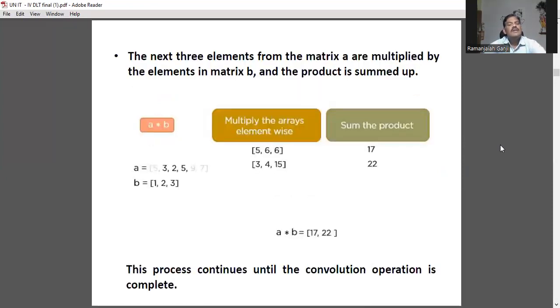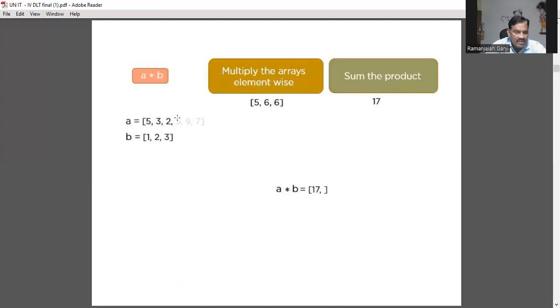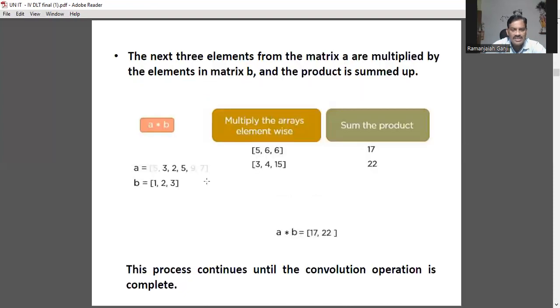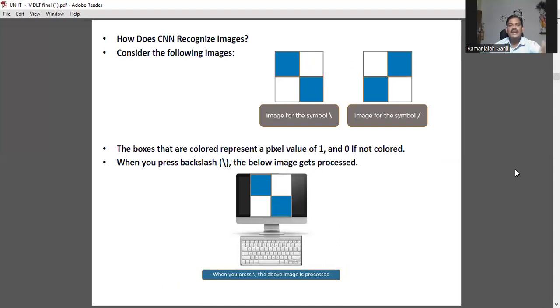Next, the elements 3, 2, 5 will be selected. 3 ones are 3. 2 twos are 4. 5 threes are 15. 15 plus 4 is 19. 19 plus 3 is equal to 22. Next, the next three elements from matrix A are multiplied by the elements of matrix B, then the product is summed up. This process continues until the convolution operation completes.